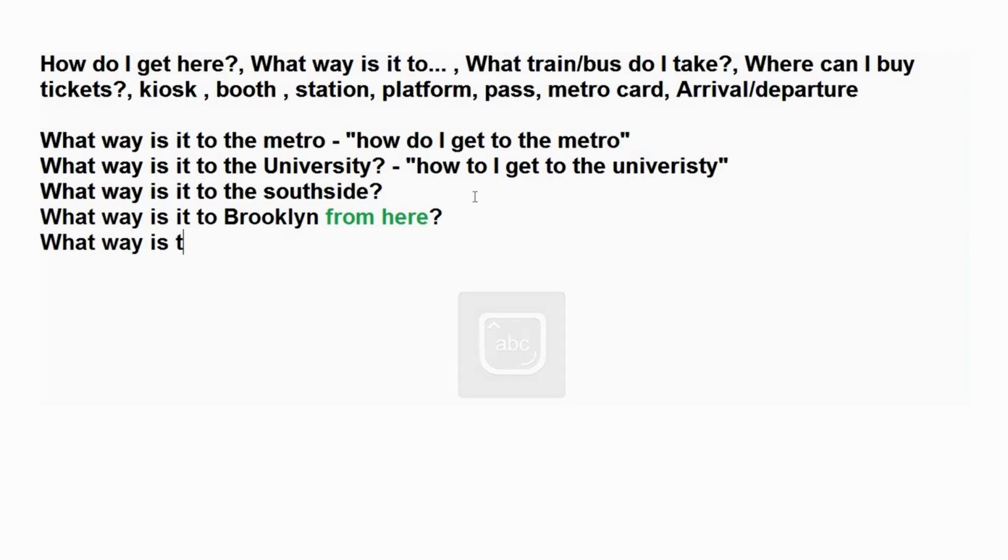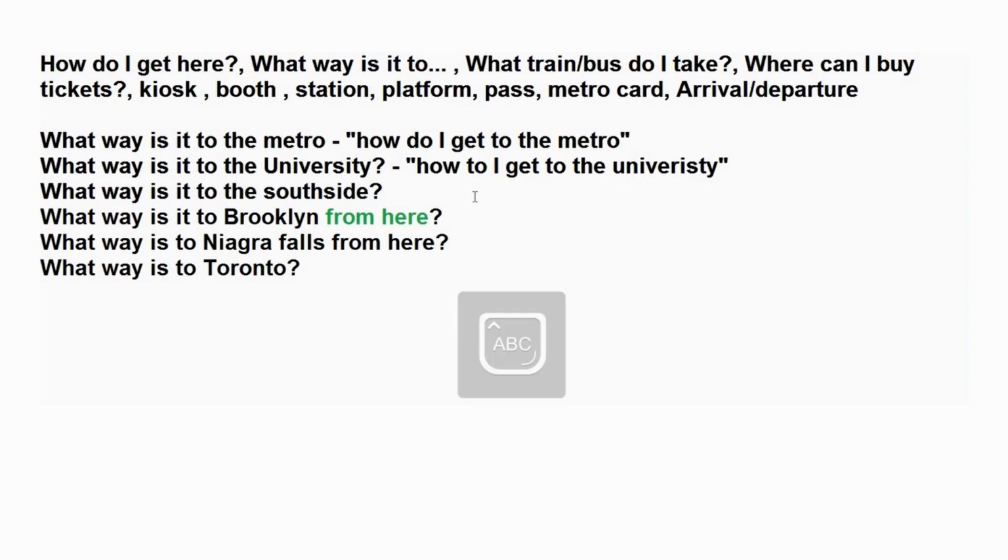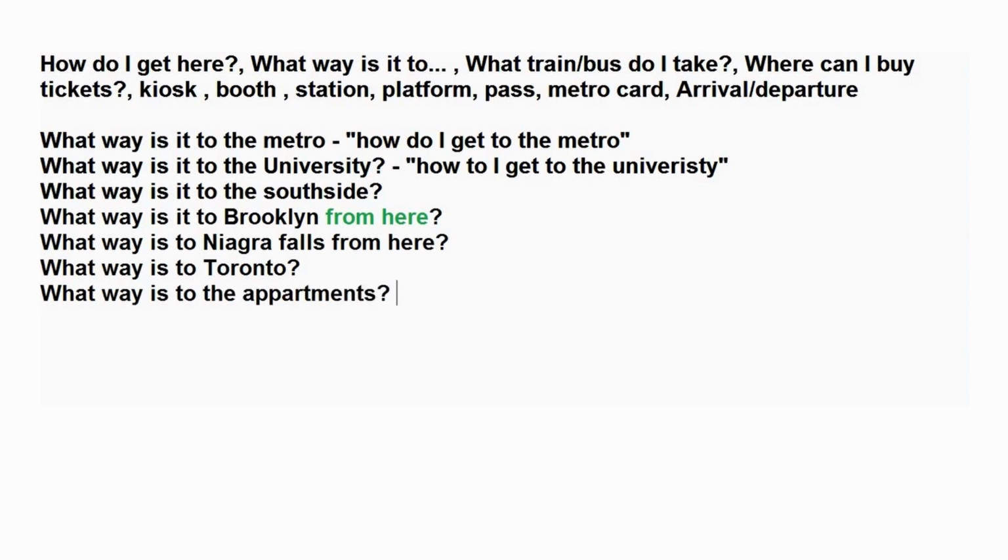What way is it to Niagara? I'm trying to think. Niagara Falls from here, for example. What way is it to Toronto? Like the city in Canada. What way is it to the apartments? I don't know, right? So it can be anything, really, absolutely anything. What way is it to the apartment? What way is it to Toronto?